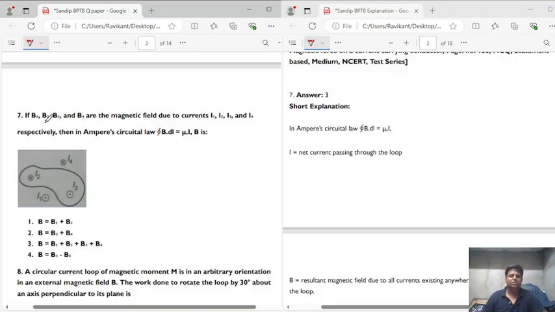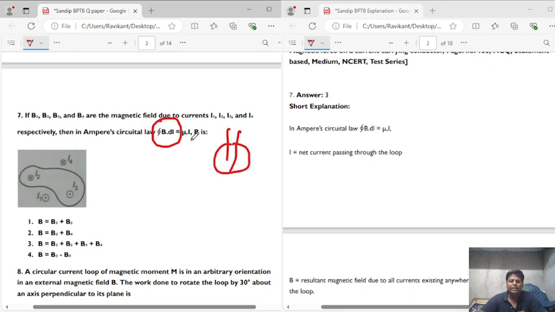Question number 7. It says that if B1, B2, B3 and B4 are the magnetic fields due to the currents I1, I2, I3 and I4 respectively, then in Ampere's circuital law, closed integral B dot dl is equal to mu I. In Ampere's circuital law, the closed integral B dot dl gives you the net flux passing through the loop, and that is because of the net current enclosed inside the loop.